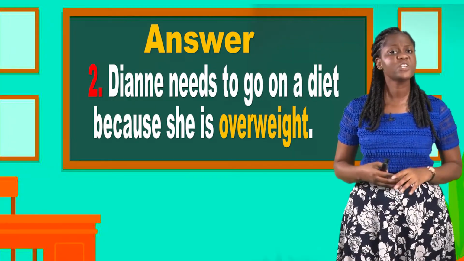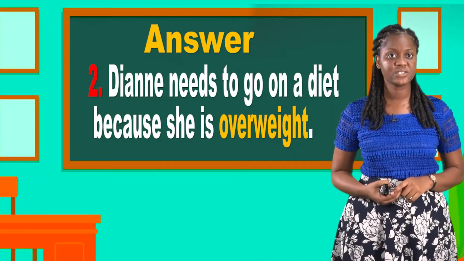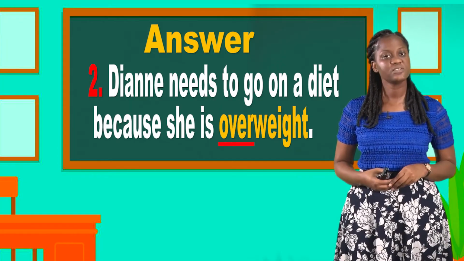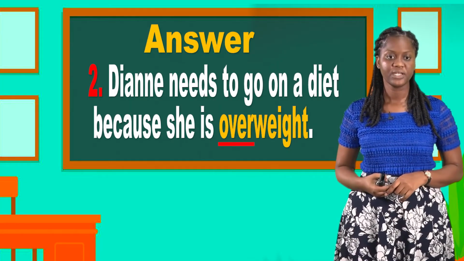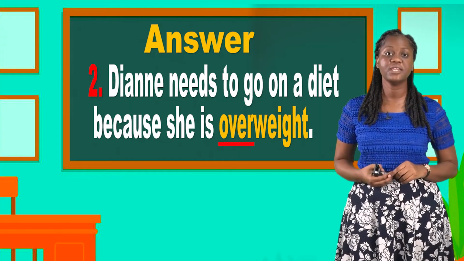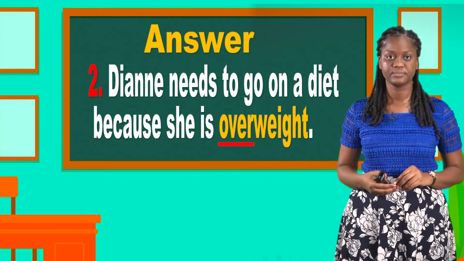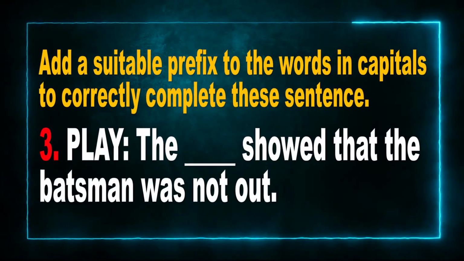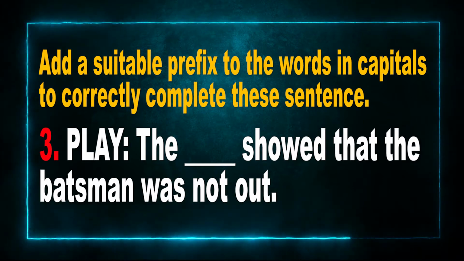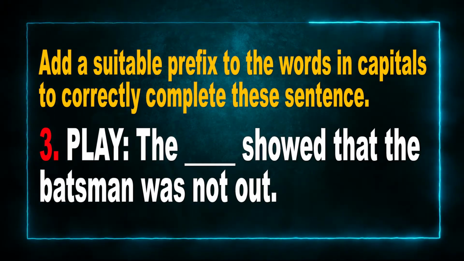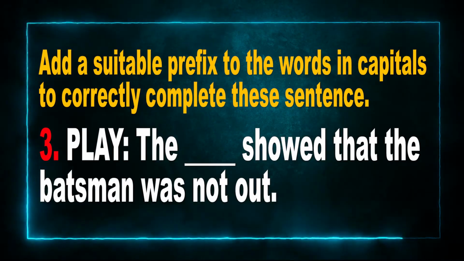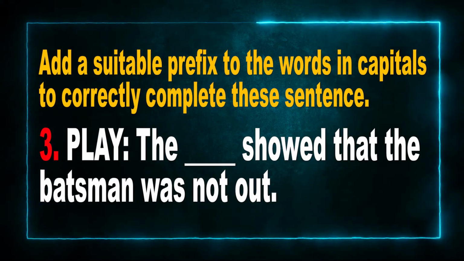Definitely. Based on the context of this sentence, we should add the prefix over. And so the sentence would read, Diane needs to go on a diet because she is overweight. Next, the something showed that the batsman was not out. Our word in capitals is play. What is the suitable prefix for this word?